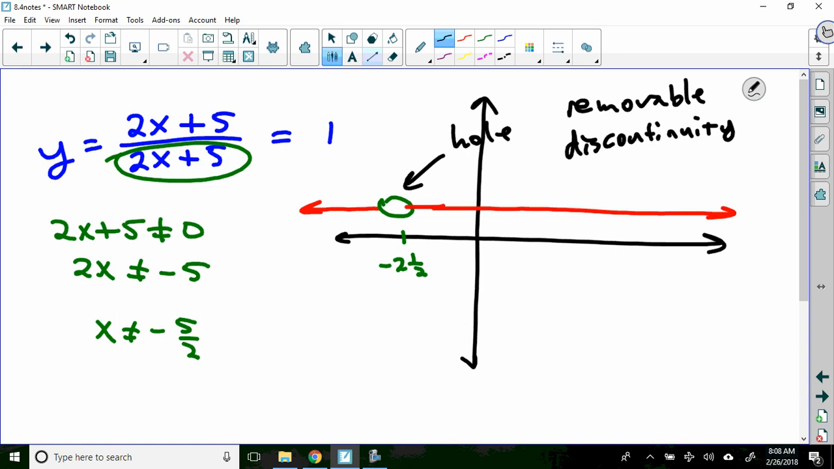Could you imagine going into the shop? What's the matter with your car? Oh, I hit a pot removable discontinuity. What the heck are you talking about?